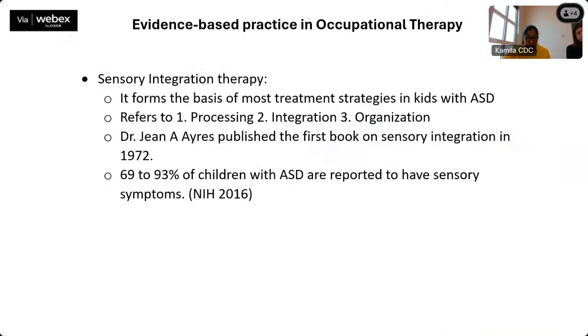Moving on to sensory integration therapy, it forms the basis of most treatment strategies in individuals with ASD in an OT setting. What is sensory integration? It is a 3-step process, to put it in brief. The first is processing, the second is integration, and the third is organization. Now let's take a small example.